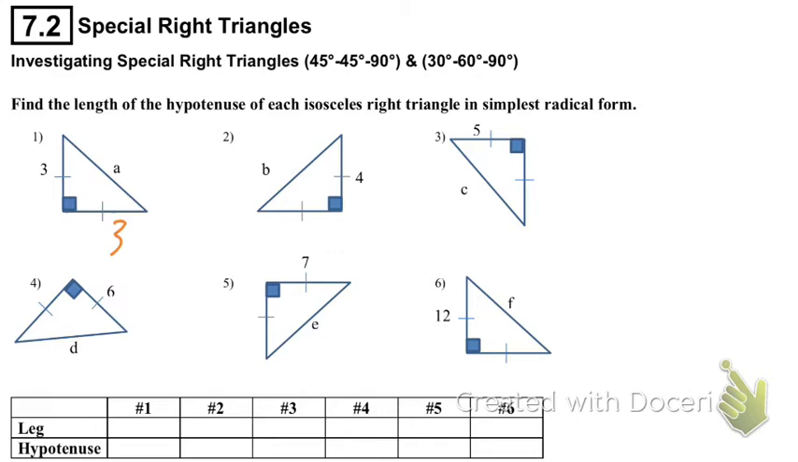Now, what can you do with the right triangle to find the third side if we know 2 of them? Use the Pythagorean theorem. Here's what I want you to do. I want you to write down in this table the length of a leg in number 1. So in this case, for triangle number 1, what would the length of a leg be? 3. I want you guys to use the Pythagorean theorem to find in simplest radical form the hypotenuse for number 1. I want you to do the same thing for 2 through 6.